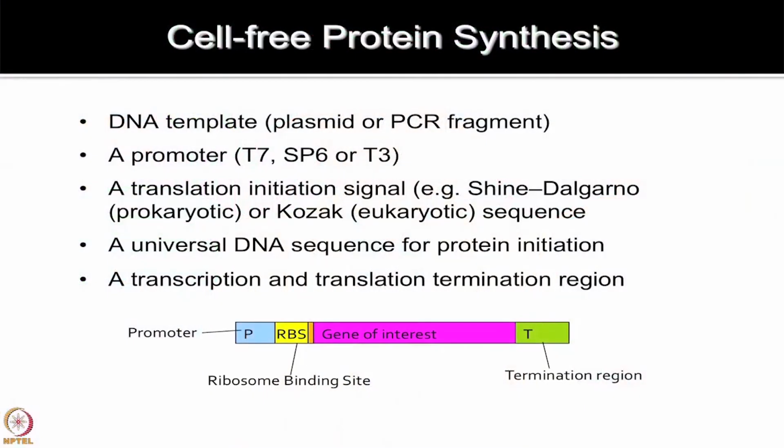When you want to do cell-free protein synthesis, you have to have a DNA template, the plasmid or the PCR fragment of interest, which is linked to a promoter, which is the T7, SP6 or T3 promoter. A translation initiation signal, as you can see on the slide, will be either a Shine-Dalgarno prokaryotic sequence or a Kozak sequence in the case of eukaryotes. And a universal DNA sequence for the protein initiation and transcription and translation termination region.